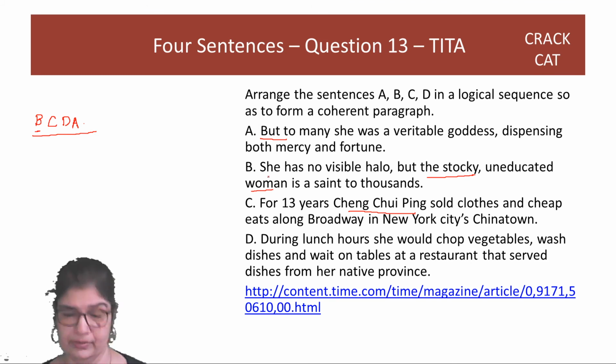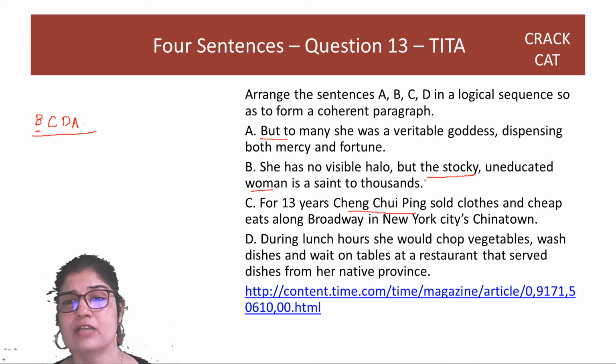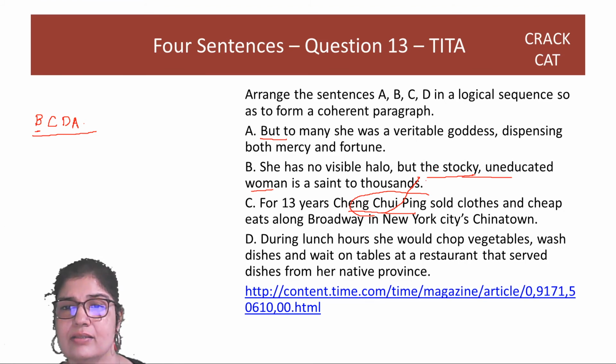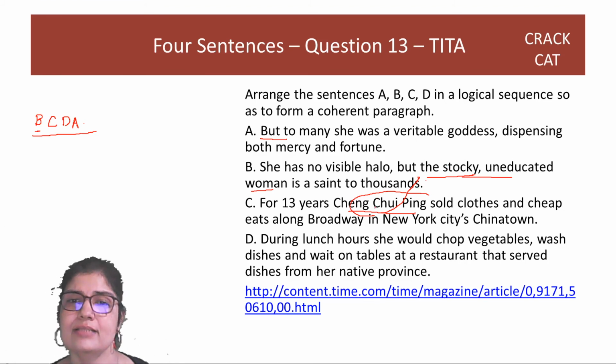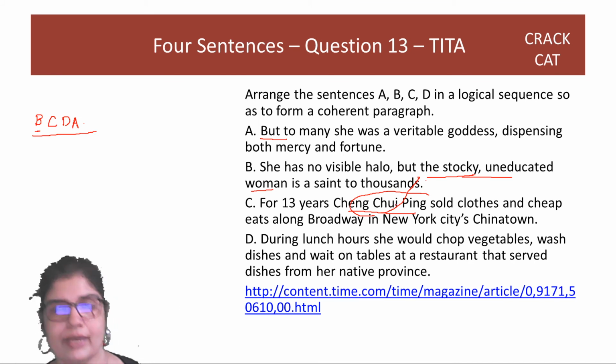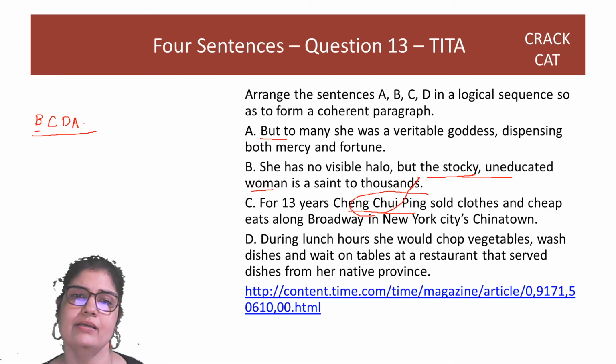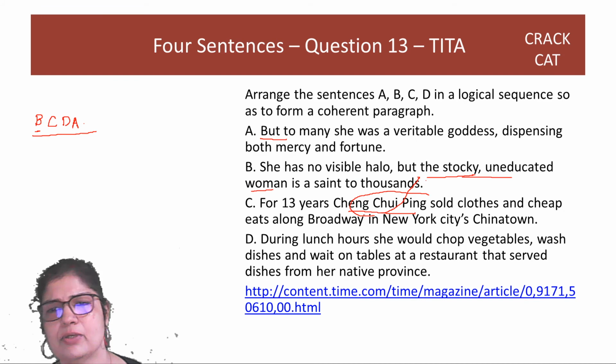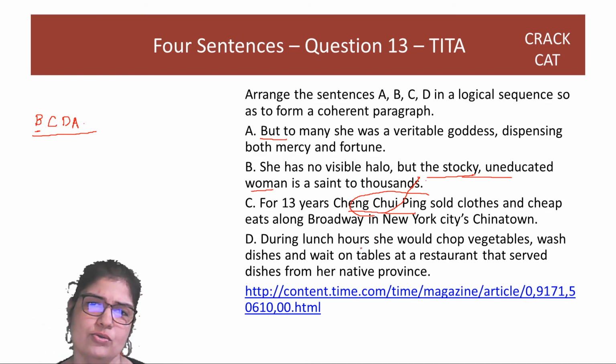I hope it's understood why B has to come first, because here the woman is introduced, even if she's not given a name. Here if I start first, and then I say, but the stocky, it won't make sense. This woman is Shang Shui Ping, right? So then it has to be B, C, D. C and D have to go together because for 13 years she's selling clothes and during lunch hours she's doing this. So C and D has to go together.